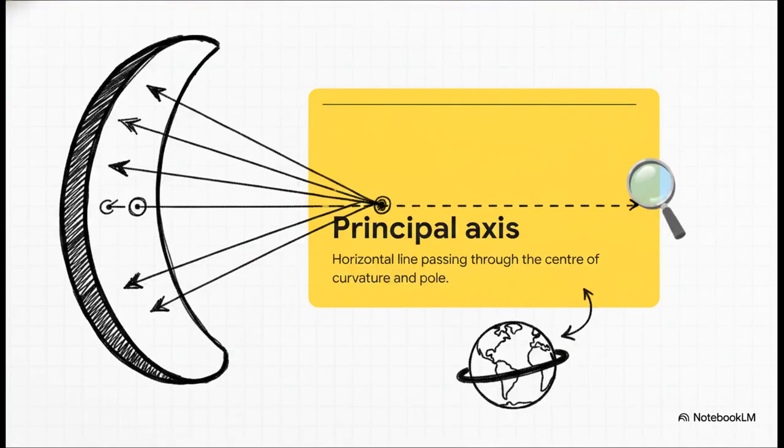And finally, we have the principal axis. This is an imaginary horizontal line drawn perfectly straight through both the center of curvature and the pole. Think of the principal axis as our baseline, kind of like our equator. It's the reference line we absolutely need to measure everything else when we're tracking how light moves.